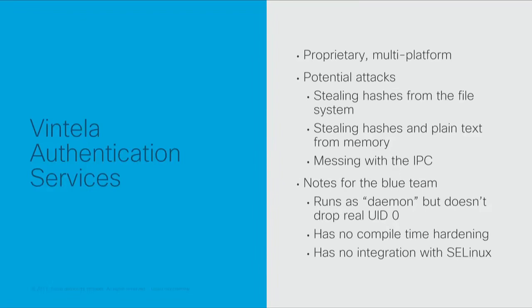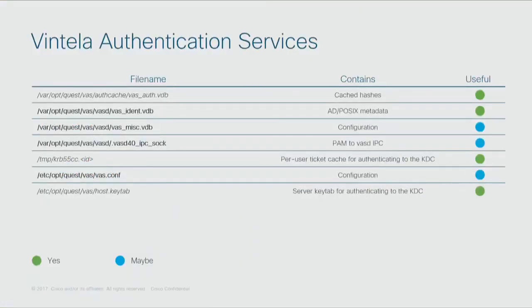So the artifacts for that look like this. A little bit more interesting. Again, in bold, those are the things you can access as a non-privileged user. So you can access AD POSIX metadata and configuration files. Again, you can't get to the hashes themselves or the tickets without being a privileged user. But as I said, that's not dissimilar from Windows.